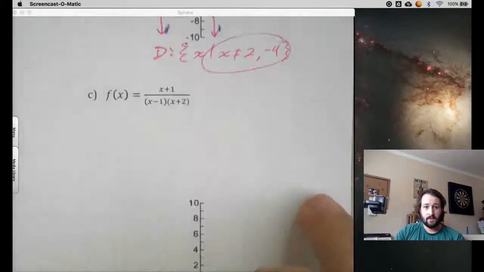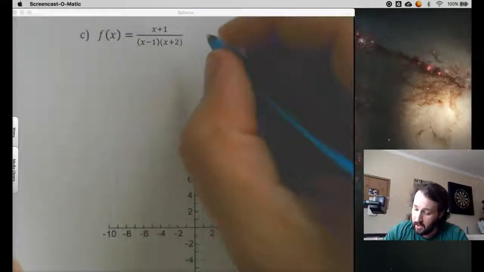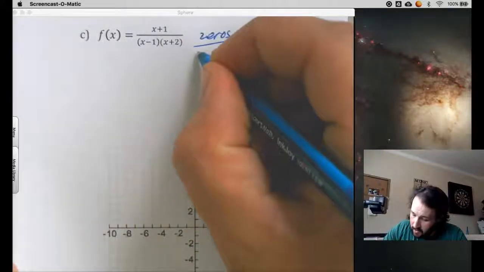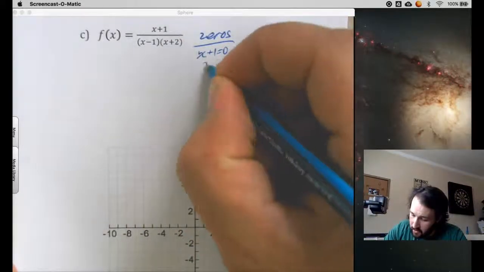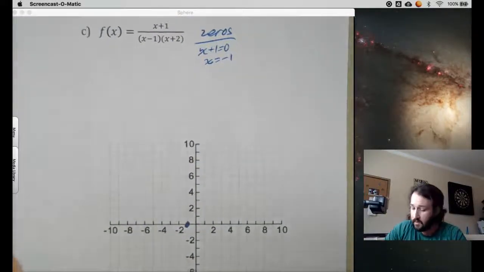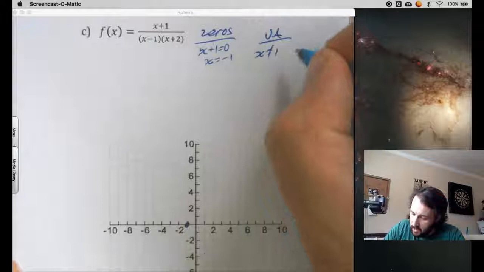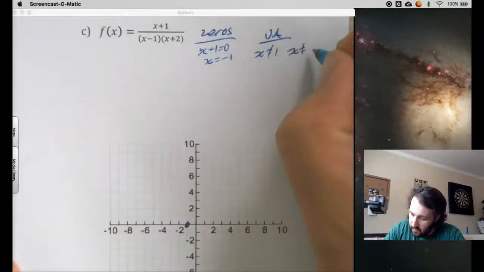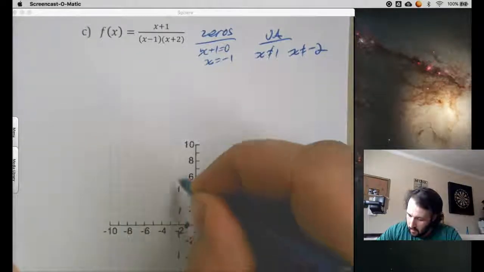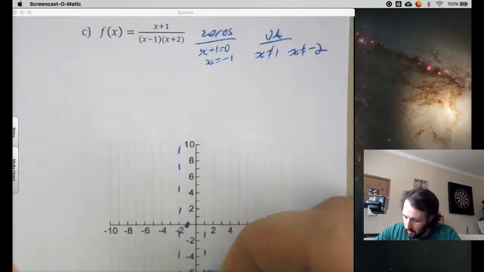All right, let's do another. So same sort of idea. Find your zeros, find your vertical asymptotes, and then graph them and test around them. So zeros. Again, I have x plus 1, so x plus 1 equals 0. So x is -1. So I'm going to cross the x-axis at -1. I'll go ahead and put that on my graph. For the vertical asymptotes, I cannot be 1 and I cannot be -2. So I have -2 and I have 1.